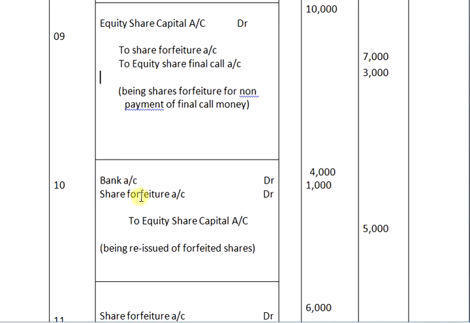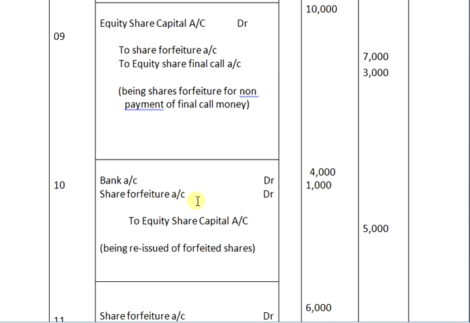Again we are making the reissue. While reissuing, as I said clearly in the point, we are not reissuing the entire 1,000 shares. We are reissuing only half of those shares. Half of 1,000 becomes 500 shares. So bank account debit 500 into 8, it becomes 4,000.